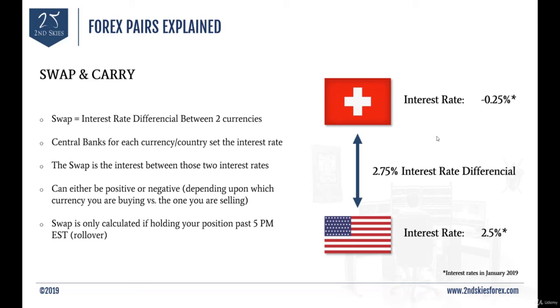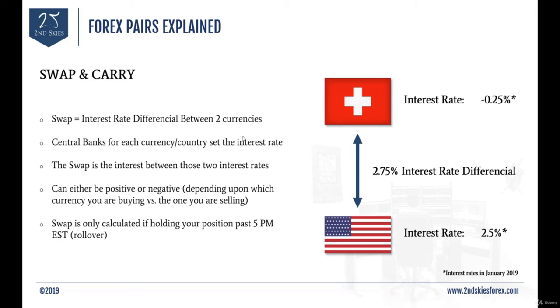Now, your swap or your carry can be positive or negative. I mentioned before that you're buying one currency against the other. So if I'm expecting the Swiss franc to rise in value against the US dollar, then I'm going to buy the Swiss franc. But when I buy the Swiss franc, I'm also buying that interest rate differential. And so if I'm buying the Swiss franc and I'm selling the US dollar, then I'm paying 2.75% interest per day that I hold the position past 5 p.m.